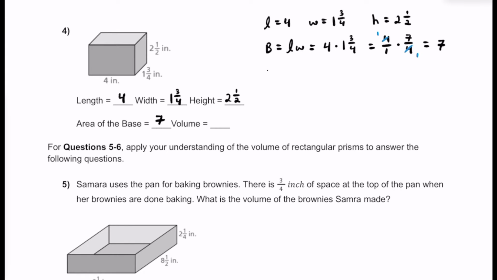Okay. Now to find the volume, that's just going to be the area of the base multiplied by the height, as we've been doing. The area of the base we said was 7, and the height here is going to be 2 1/2. So as an improper fraction, 7 is 7 over 1. 2 1/2 is the same thing as 5 over 2. We can't really simplify anything here, so just multiplying the numerators and denominators, we're going to get 35 over 2, which is 17 1/2 as a mixed number. So that would be the volume of this prism.